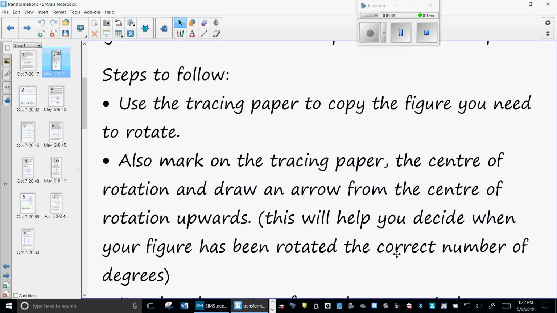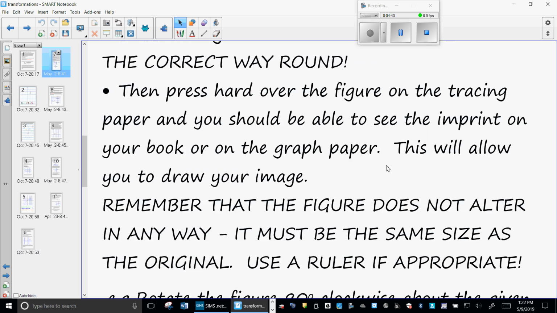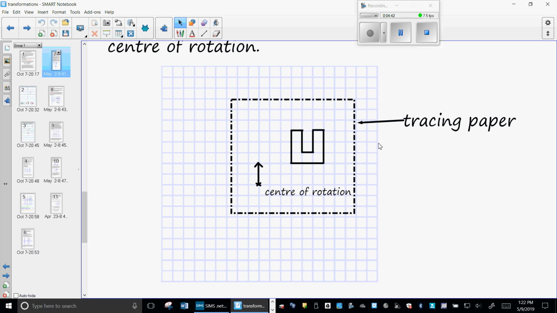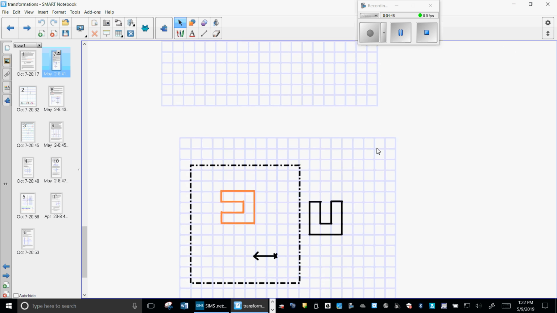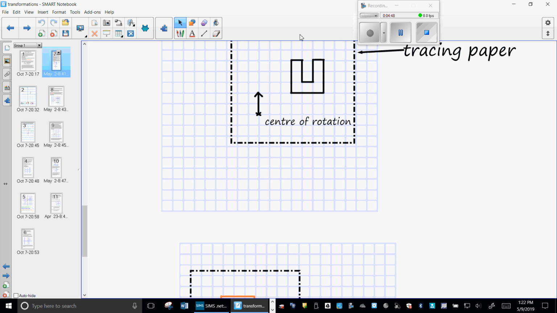Oh gosh, that really wasn't well explained. Let me talk about this. Now this paper is quite small, I think, isn't it? This page is small. So here is what I mean.